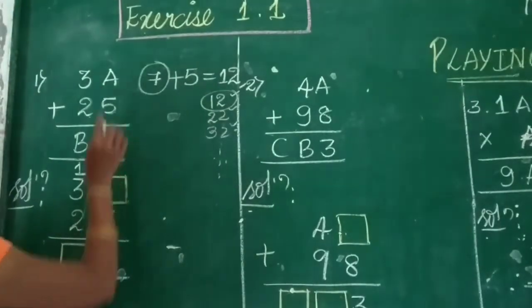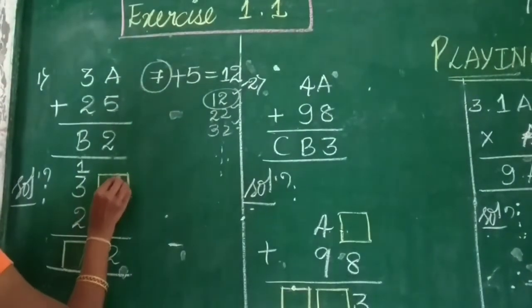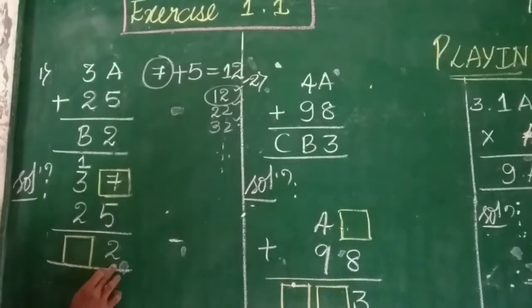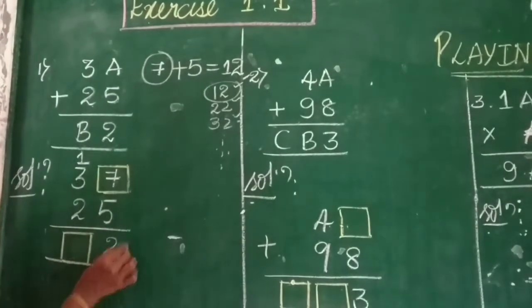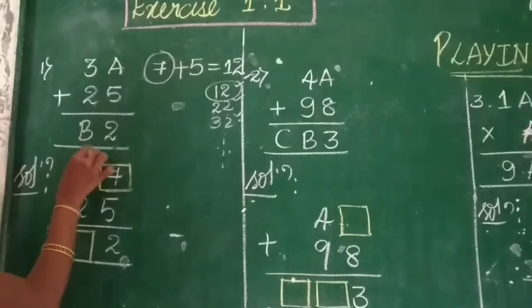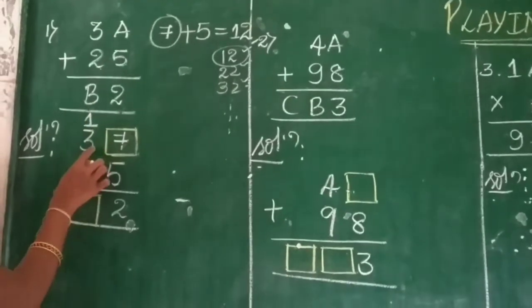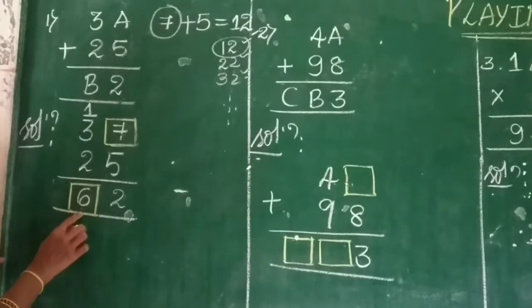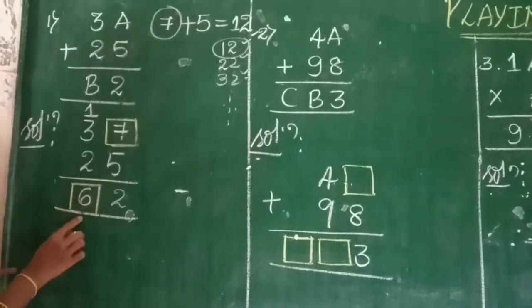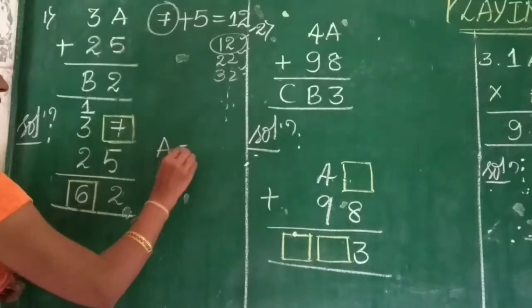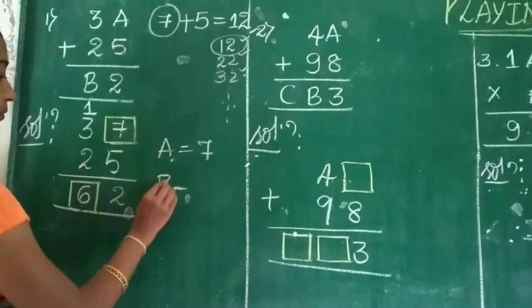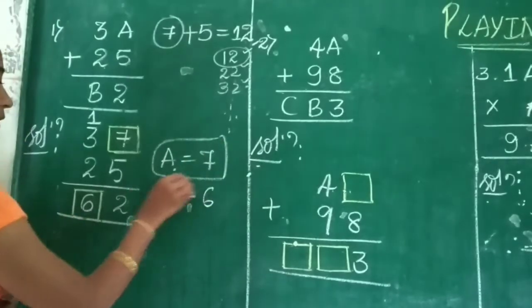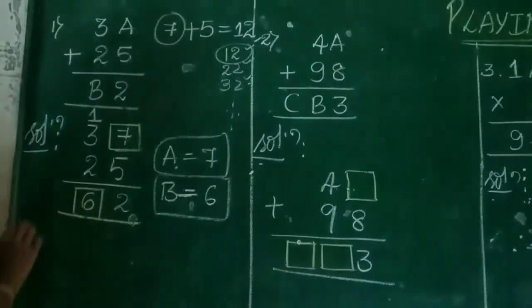Now substitute 7 in place of A. 7 plus 5 becomes 12. 2 is already there. Put 1 carry here. Now 1 plus 3 is 4. 4 plus 2 is 6. We got here the value of B. Now, the value of A is 7, the value of B is 6. These two are suitable for our problem.